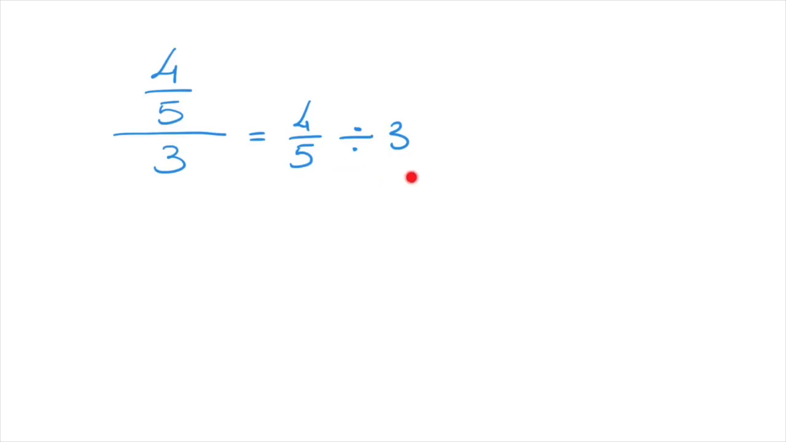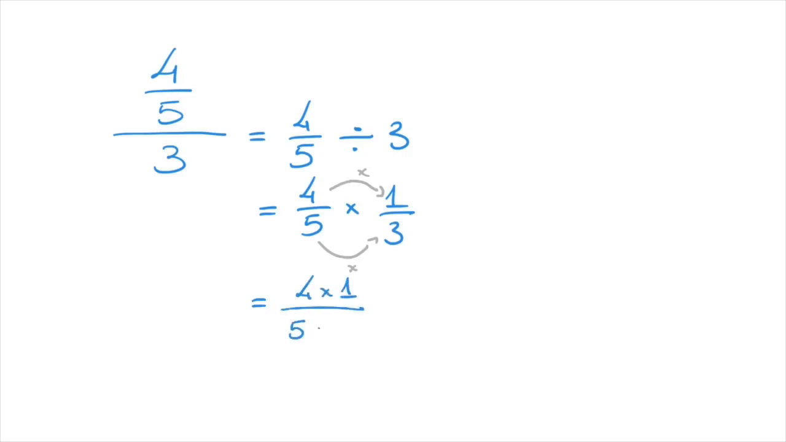Remember, division is the same thing as multiplication by the reciprocal. So when we say divided by 3, it's the same thing as multiplying by 1 over 3. That's the reciprocal of 3. So we can rewrite this as 4 over 5 times 1 over 3. We now have two fractions that are being multiplied. And to calculate this, all we have to do is multiply the two numerators together as well as the two denominators together, which leads us to 4 times 1 over 5 times 3.